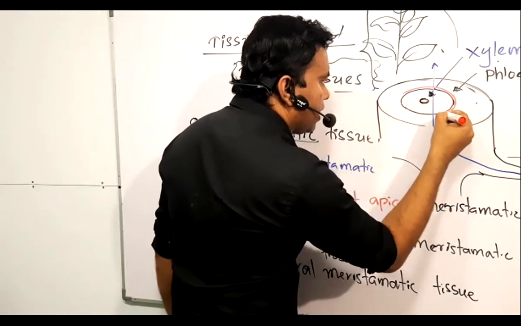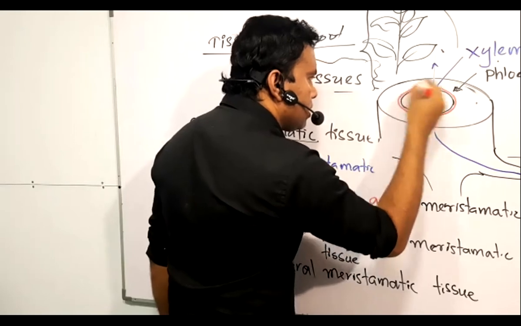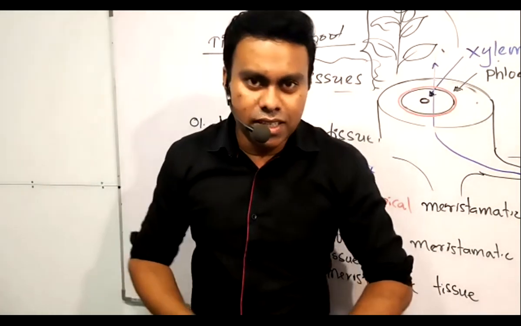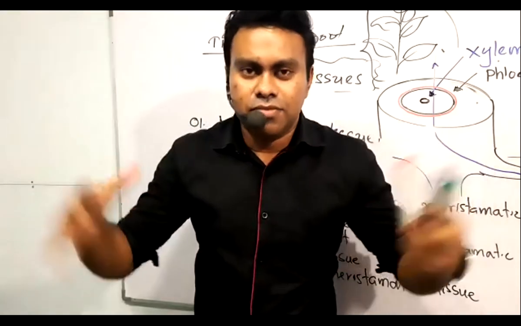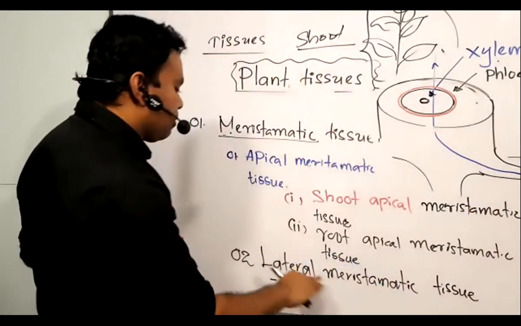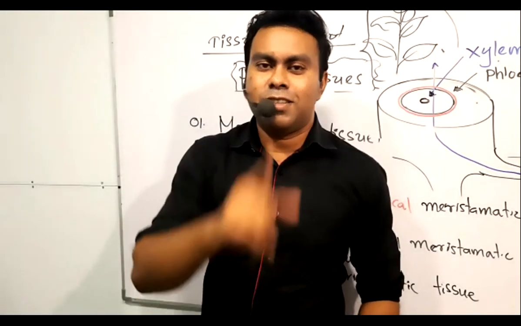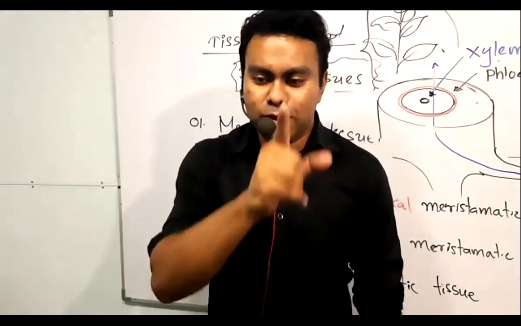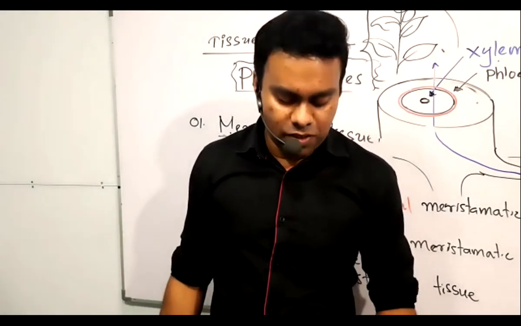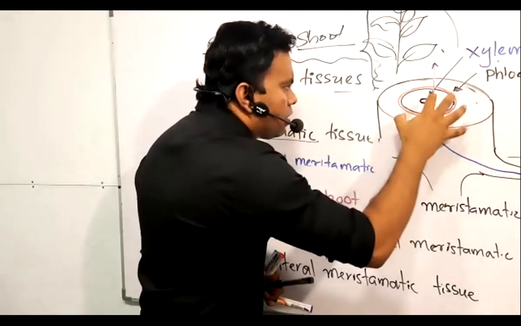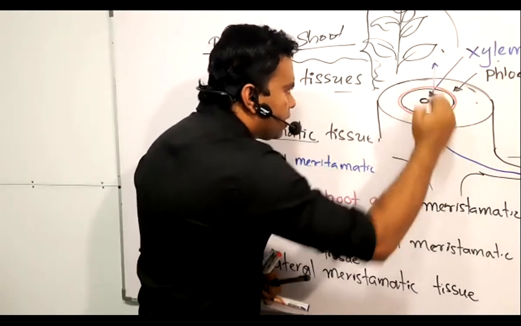We call that the required lateral meristematic tissue. It is given a special name. I am going to explain how that name came about. Now look at this. This is well grown secondary phloem and secondary xylem.